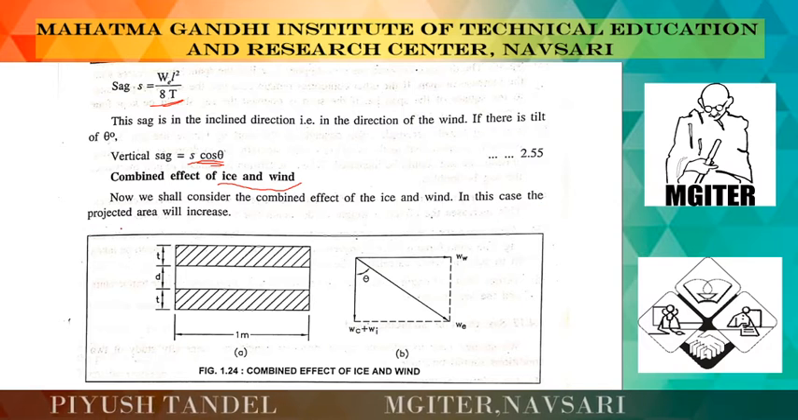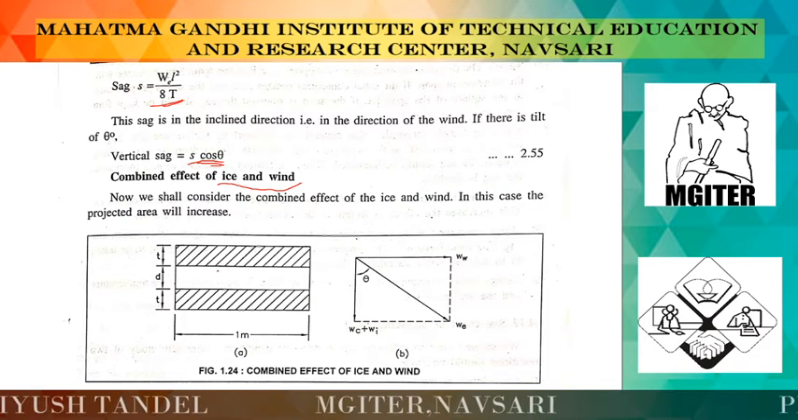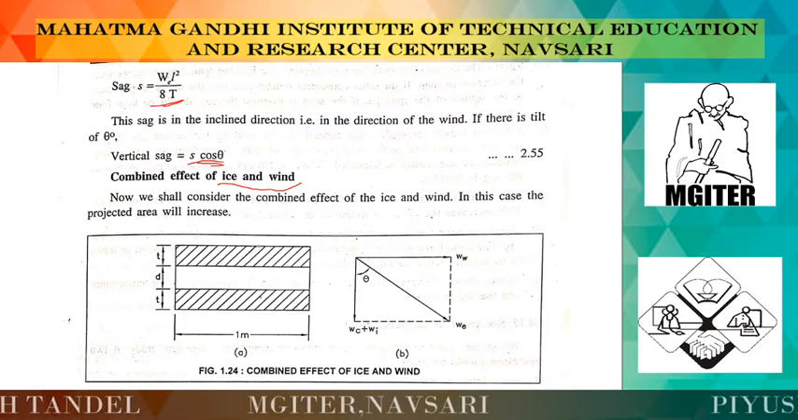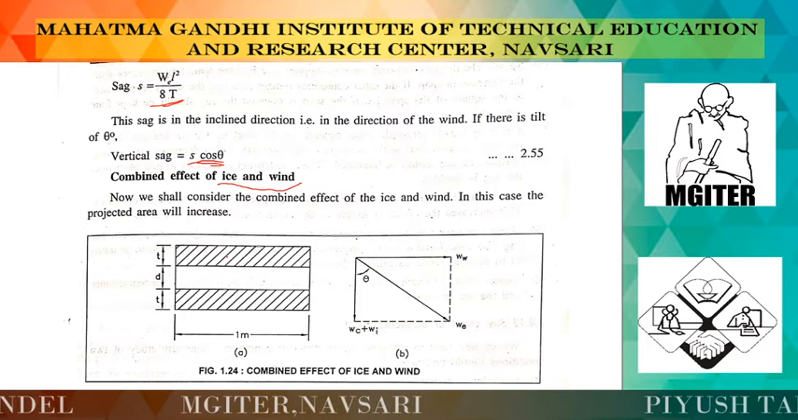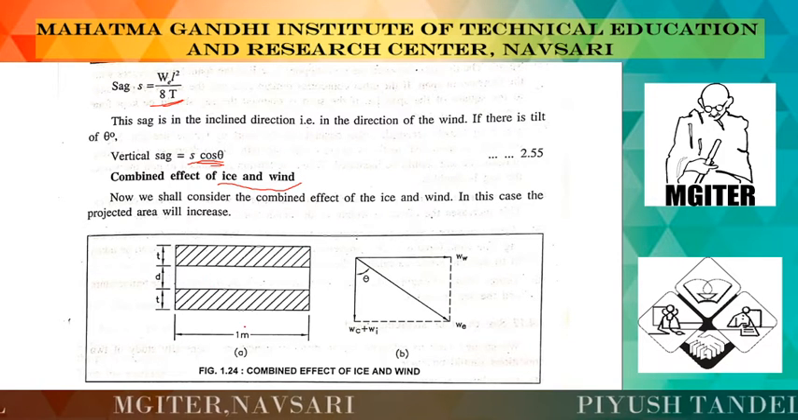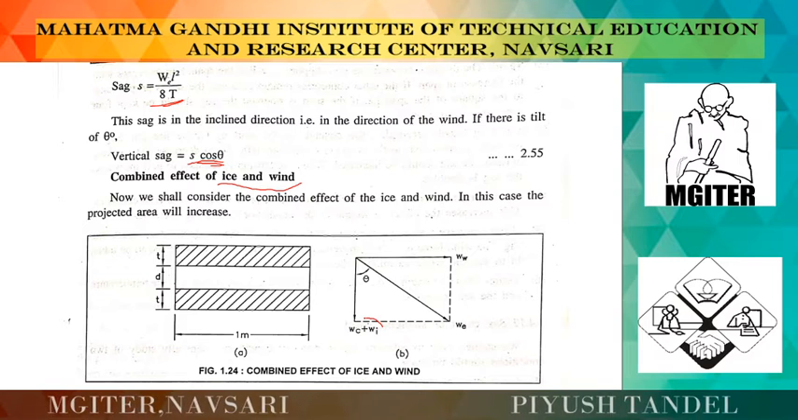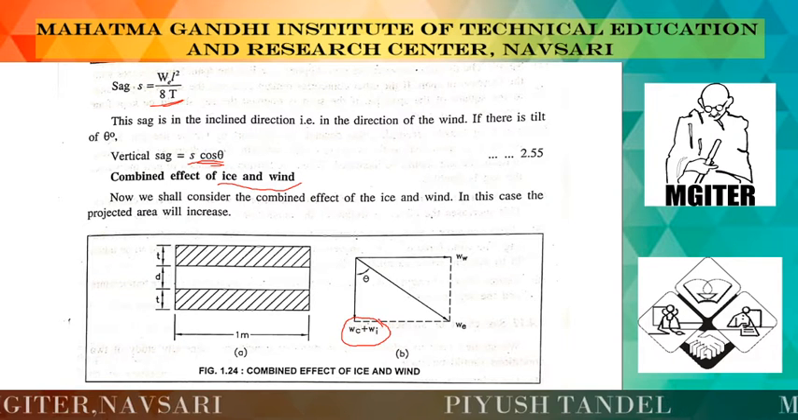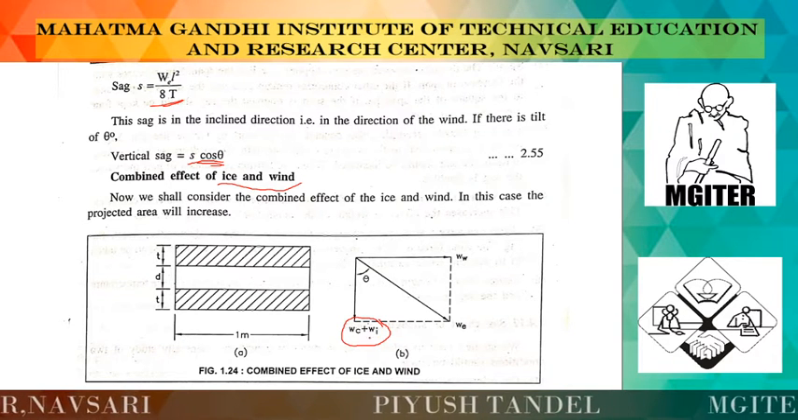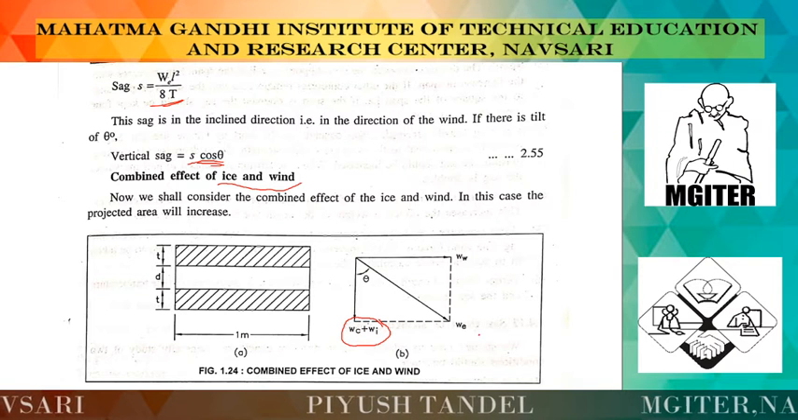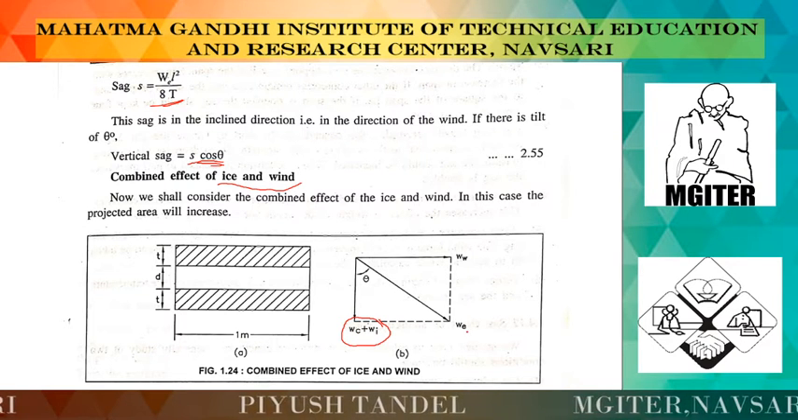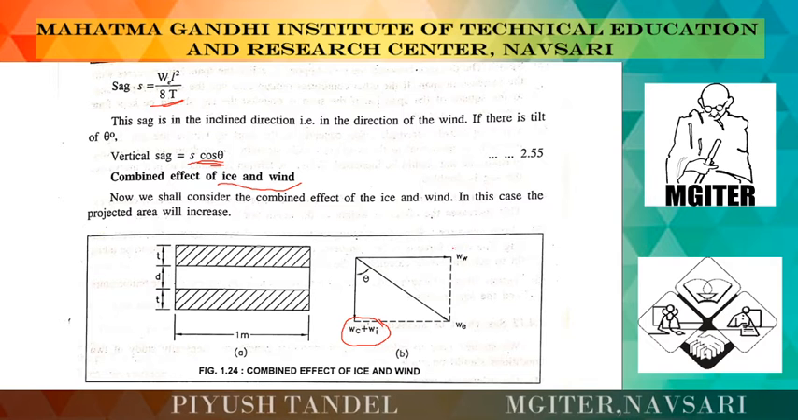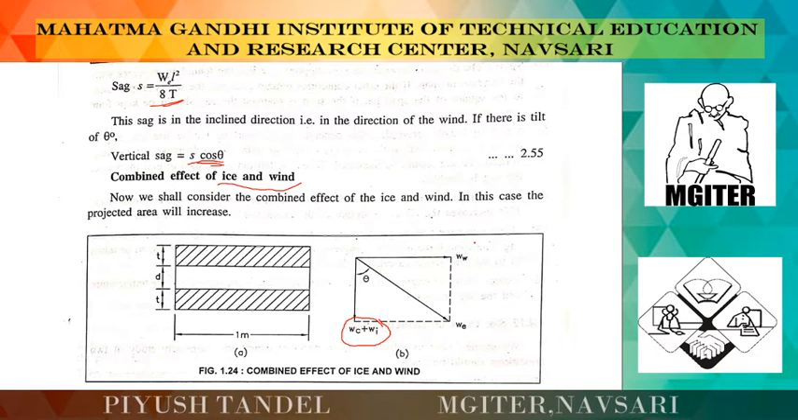In this case, the projected area will be increased because the wind area that is going to be projected is going to be increased. That is the area of conductor plus the thickness of that ice coating, right? So the overall weight is also increasing because Wc plus Wi, that is the ice weight, is increasing in the conductor weight. So the value of W is also going to be increased.